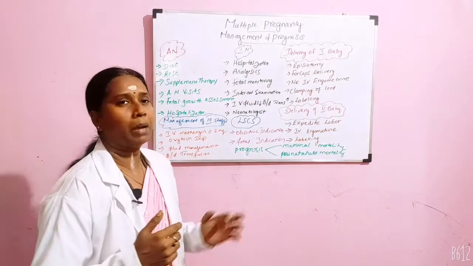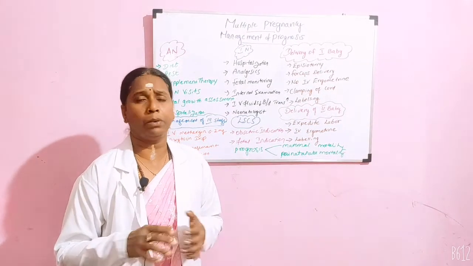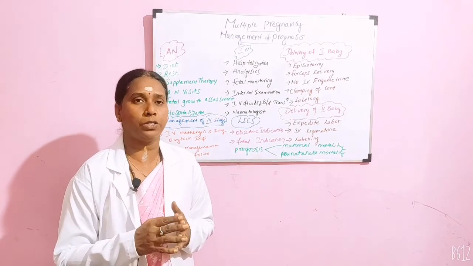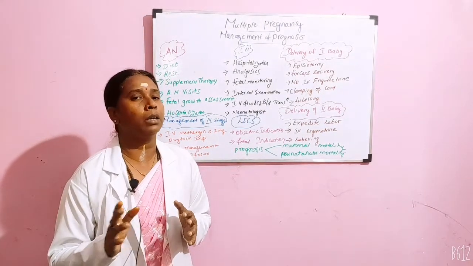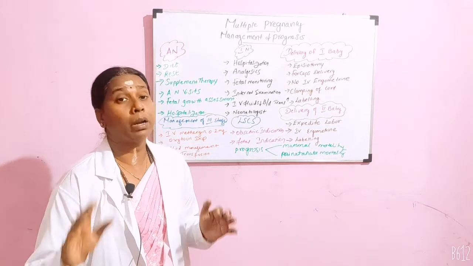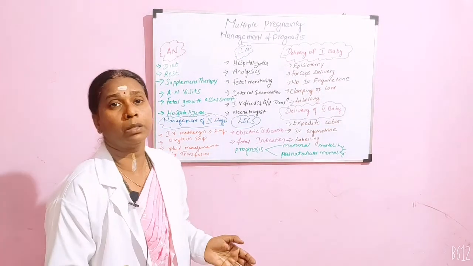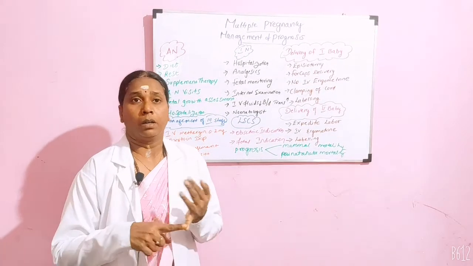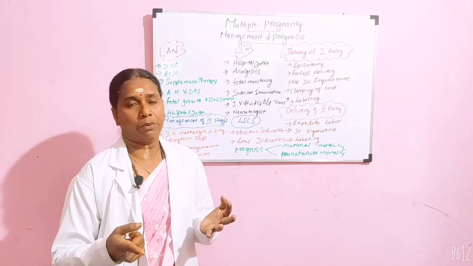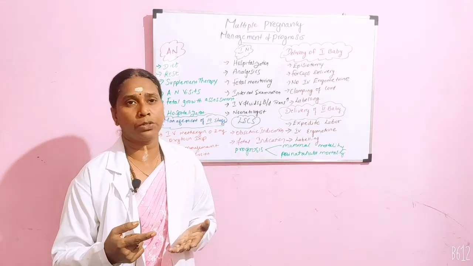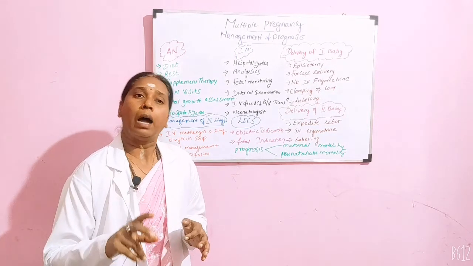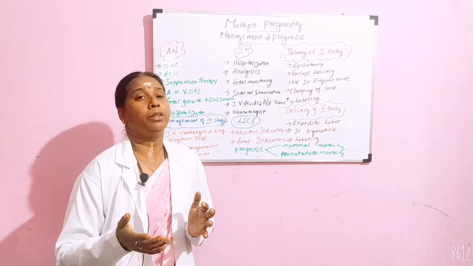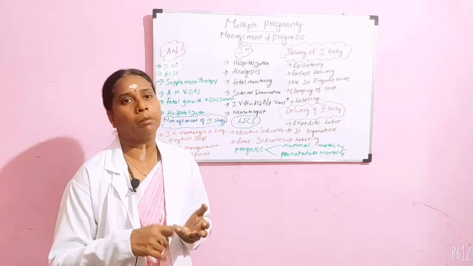Then when we come to the management of the third stage, we have to be very careful, because you will be facing a lot of complications when you are delivering a multiple pregnancy. Most of the time the mother will have bleeding. First is IV methergine. You have to administer it as soon as the anterior shoulders are coming out, you will be giving IV ergometrine. That is to aid in uterine contraction and to control the bleeding.